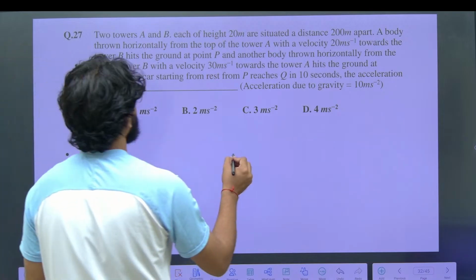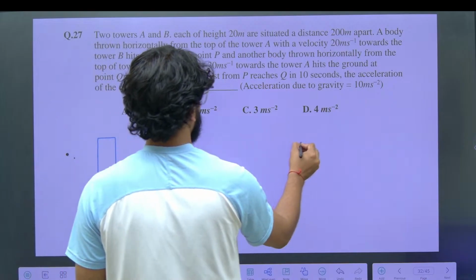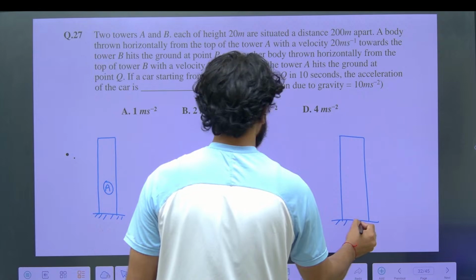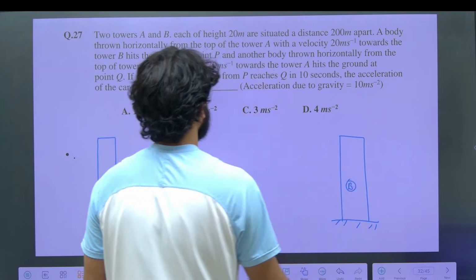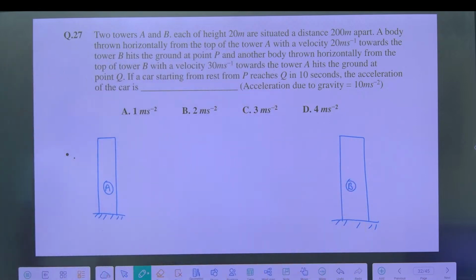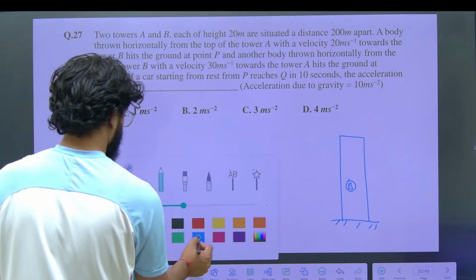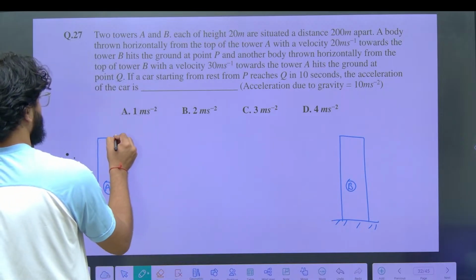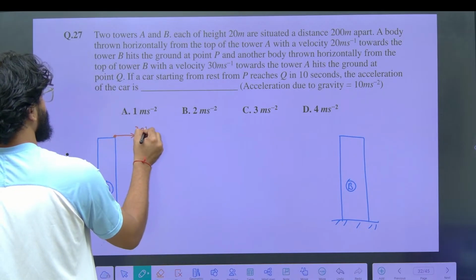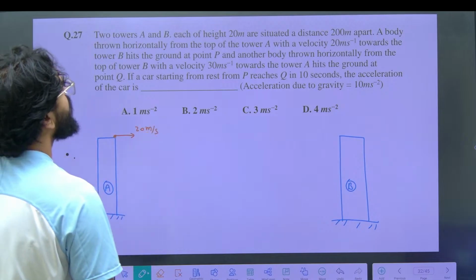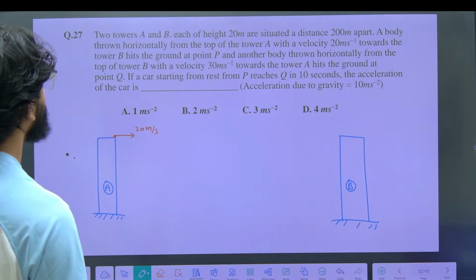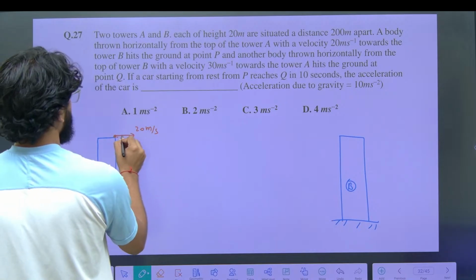This is tower A. This is tower B. A body thrown horizontally from the top of tower A with 20 meters per second hits the ground at point P.